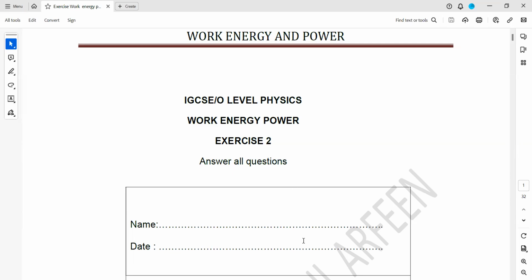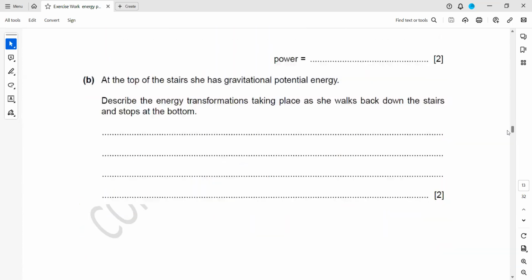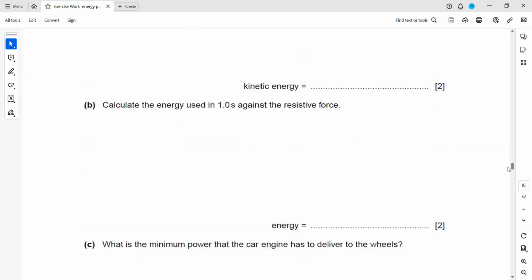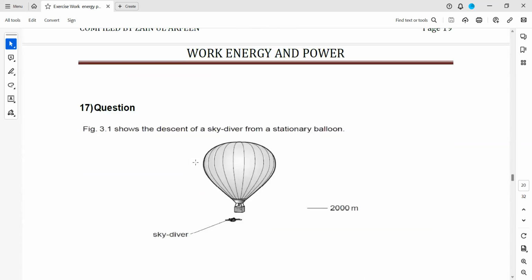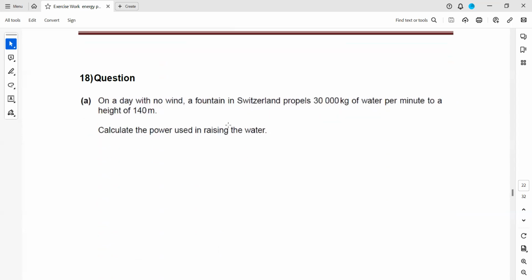Exercise 2 is about work, energy, and power. As we did the first 17 questions, I have already recorded them. So we discuss question 17 and onwards. The whole exercise has questions related to work, energy, and power. The first 17 are already recorded, so we'll start with question 18.